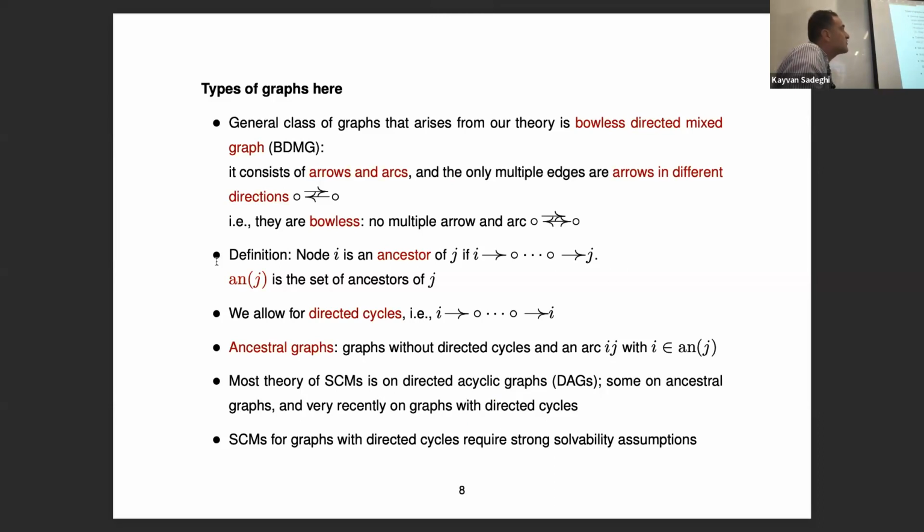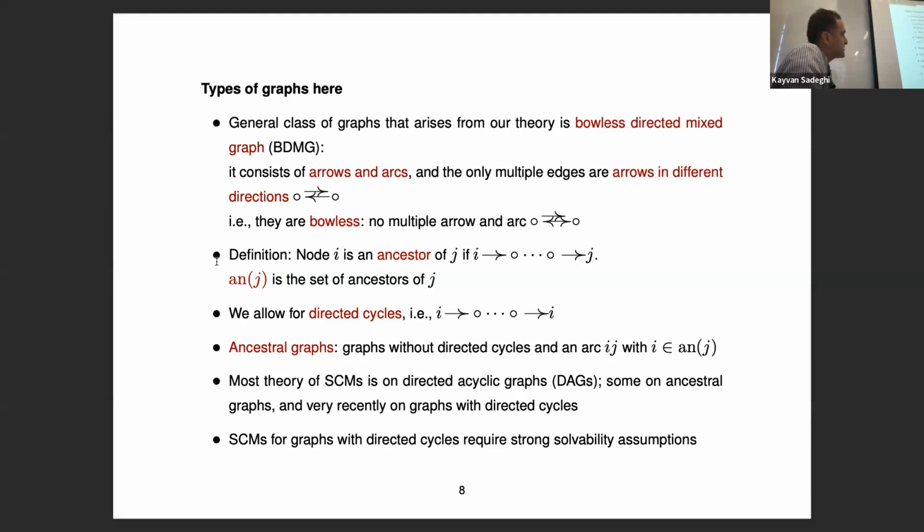in the SCM setting even. Okay, so we call these graphs bowless directed mixed graphs, but this thing is called a bow in the literature. So these are directed mixed graphs, but they don't have bows. Okay, just a definition: the same way we define parents, we can define ancestors. So an ancestor will be a parent of a parent of a parent or something, okay? And we use this a lot. So the ancestors of J means the set of ancestors of J, okay?